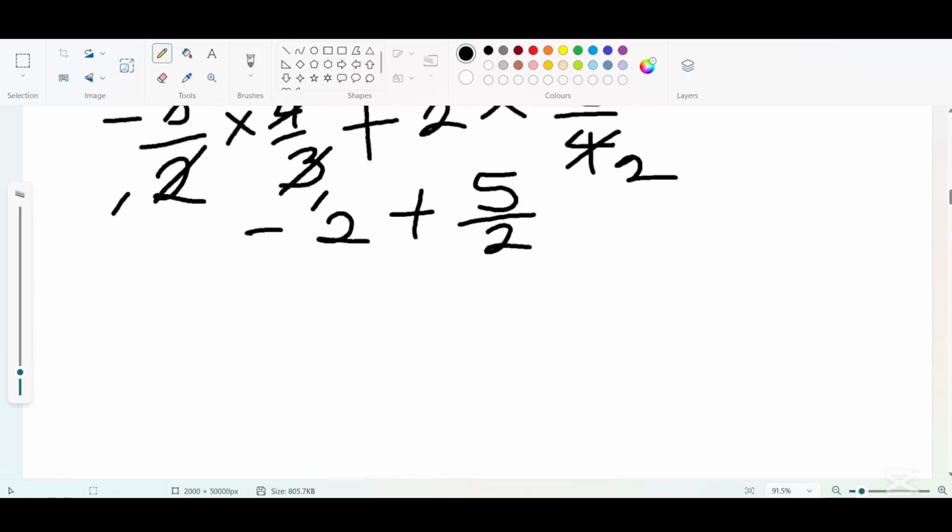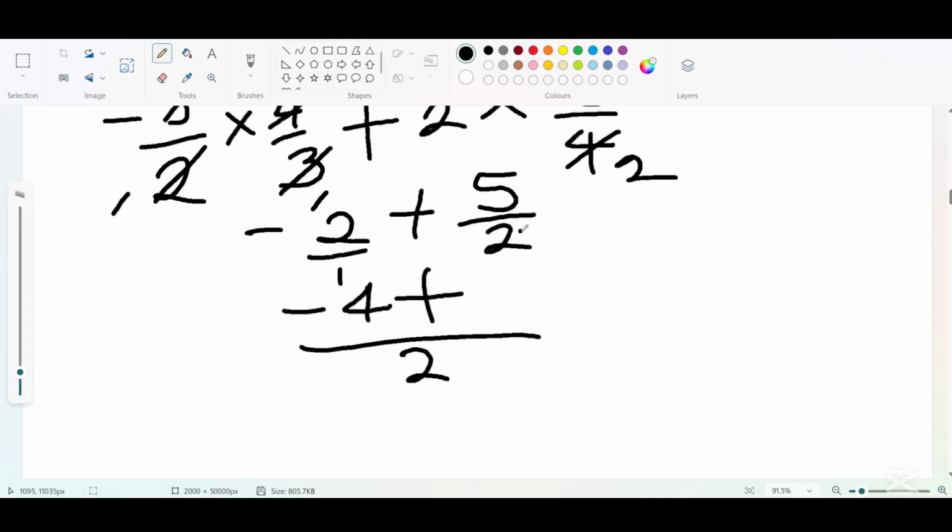So this now we will add together. This is the same thing as all over 1. When we want to add together, what's going to be the LCM? The LCM is going to be 2, so 2 times this 2 is 4, plus 2 all over 2, and 1 times 5 is going to be 5. So the final answer is minus 4 plus 5, which is going to be 1 all over 2. So this is the final answer.